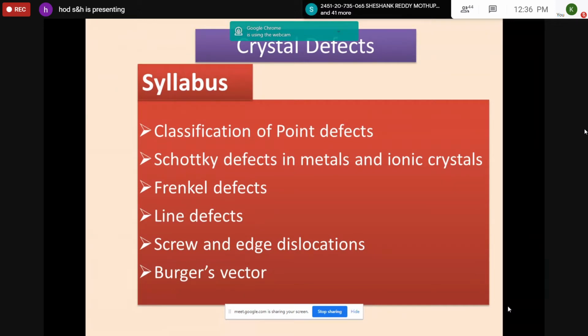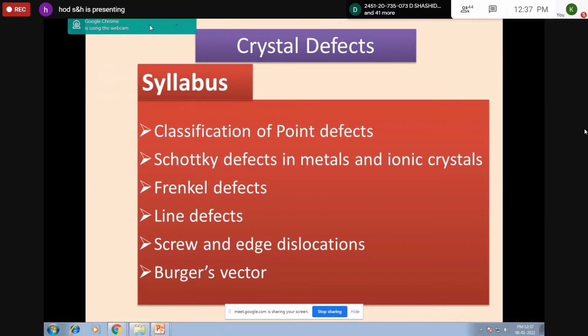Classification of point defects, then Schottky defects in metals and ionic crystals, then Frenkel defects, line defects, screw and edge dislocations, Burgers vector. Please note down the contents of the second chapter, Crystal Defects.